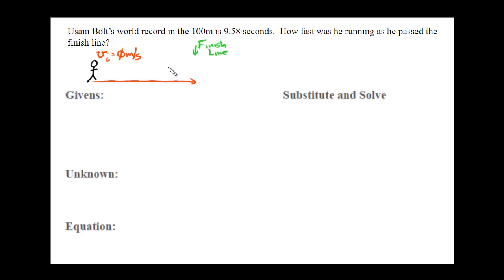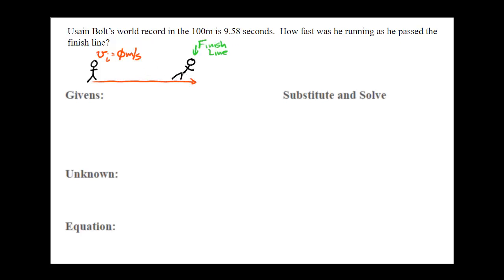The question is, what is his velocity here as he is running? Because you know he's running very fast. We do know one other thing. We know displacement and we know time. Now, there's a couple ways that we can go about solving this. I could use displacement in order to find it, or I could use time in order to find it.